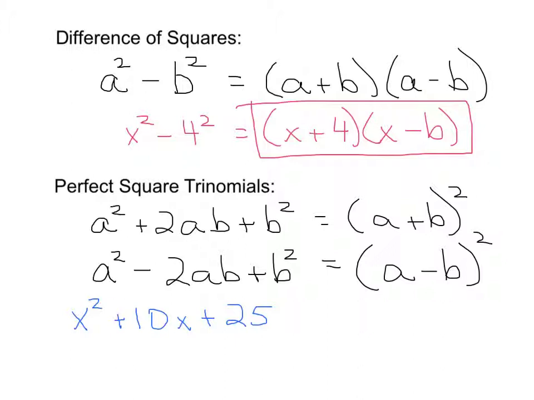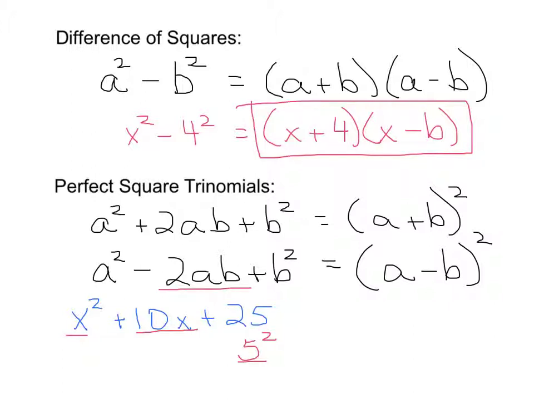Here you have x squared plus 10x plus 25. What you want to do is see if your first and third terms are perfect squares. The first one is x squared, that's the perfect square of x. The last one is the same thing as 5 squared, so it's a perfect square of 5. The next thing you want to do is see if this middle term is the multiplication of this square root and this square root, and also times 2.